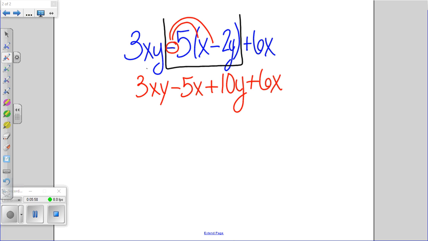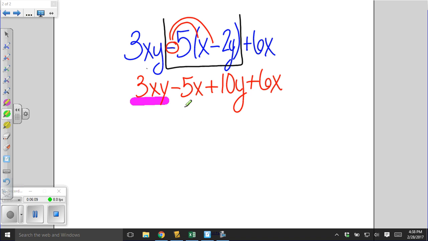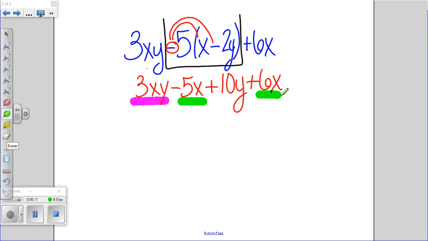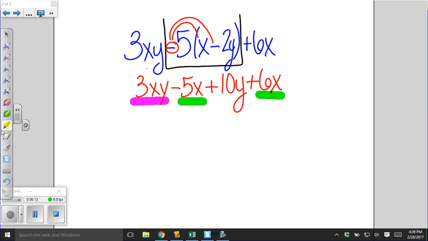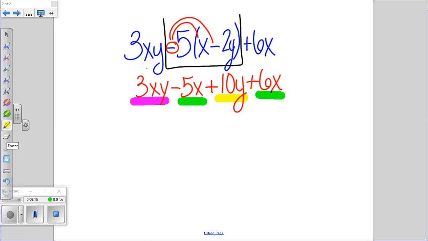So now it's time to identify my terms. I have xy. X times y is different than x and is different than y, so it's by itself. And then I have x, so both going to be green, and then I have yellow. So I know I can combine my greens, and that's the only thing I can combine.